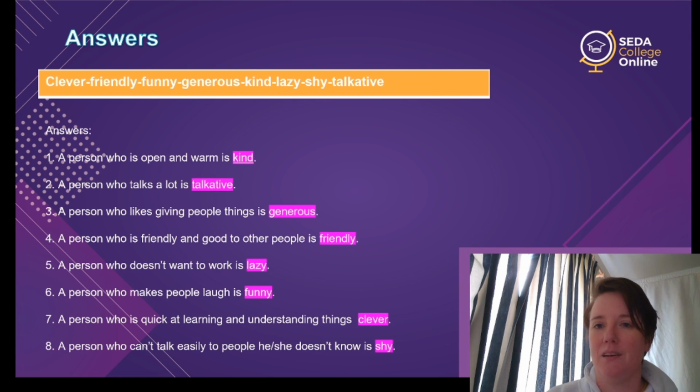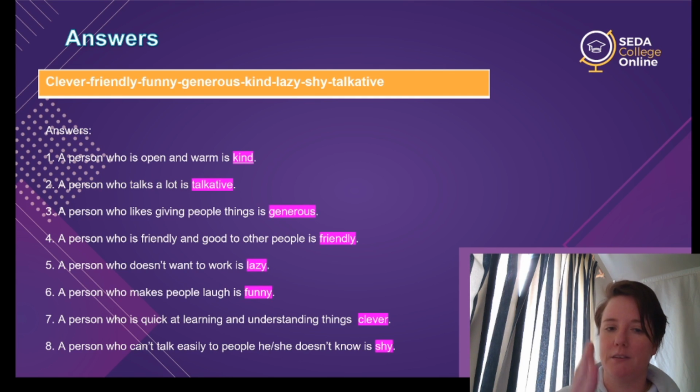Now, lazy, you can be lazy maybe, I don't know, Sundays. Maybe on Sunday you don't work and you're lazy. So everyone's lazy now and again. But a person who doesn't want to work at all is lazy. A person who makes people laugh is funny. A person who is quick at learning and understanding things is clever. A person who can't talk easily to people he or she doesn't know is shy. Okay, so again, they're very shy.